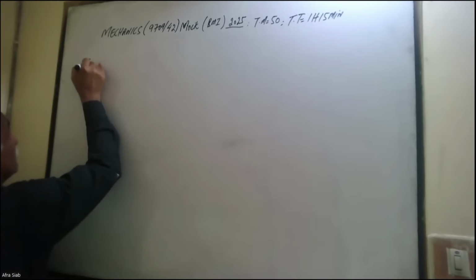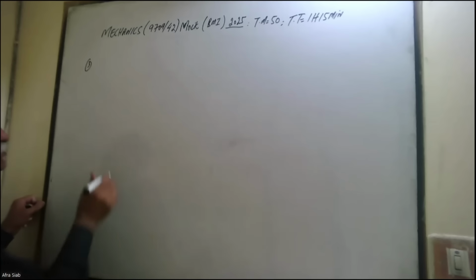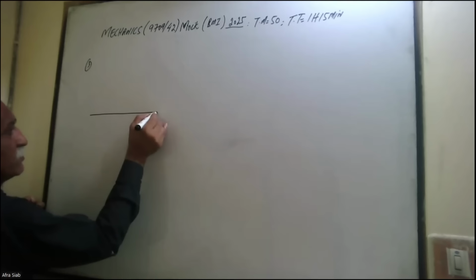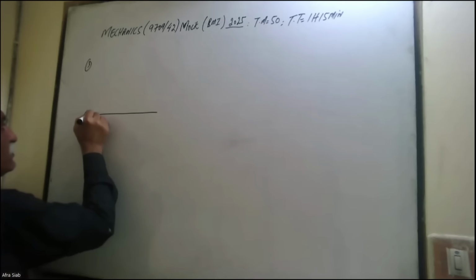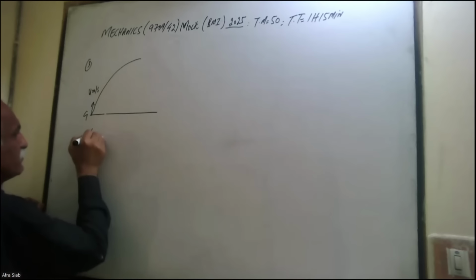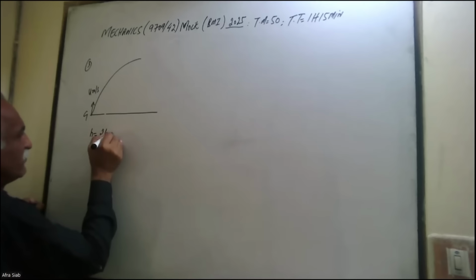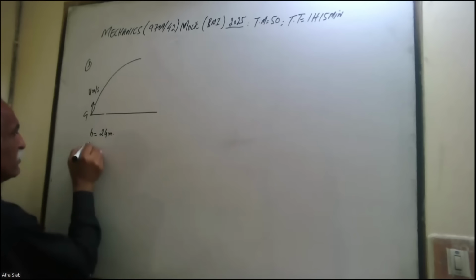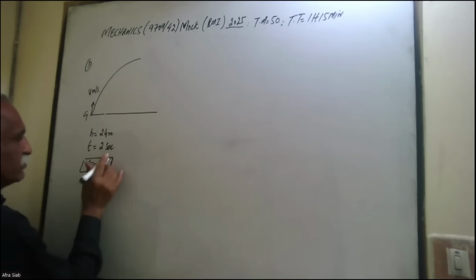Question number 3. A particle is being projected from this point on the ground upward with the speed u meters per second. When it is at a height of 24 meters above the ground, the time taken is 2 seconds. You have to show that u is equal to 22.